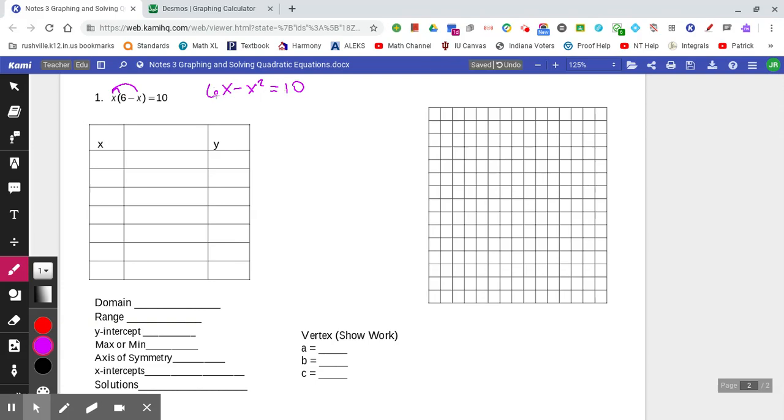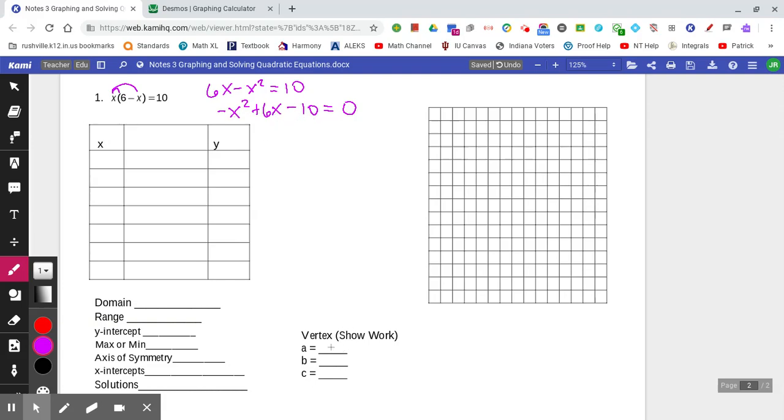Rearrange this a little bit, get all the terms on one side. So this is going to give me negative x squared plus 6x. Move the 10 to the other side, which will be a minus 10, and then since we moved it over, this would be equal to 0. I could have it equal to y, I could have it equal to f of x. It really doesn't matter what this notation is over here. What matters is making sure my signs are correct and I have this in the correct order.